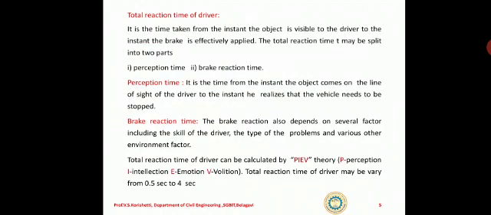Perception time is the time required for the sensations received by the eyes or ears of the driver. Intellection time is the time required for the driver to understand the situation. Emotion time is the time elapsed during emotional sensation and other mental disturbances such as fear, anger, or superstitious feeling. Volition time is the time taken by the driver for the final action. As per the standards, the total reaction time of a driver may vary from simple situation to complex situation from 0.5 seconds to 4 seconds.